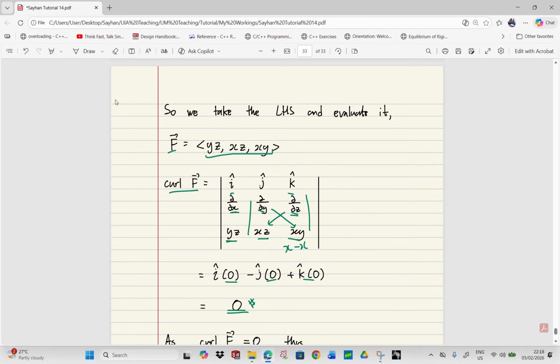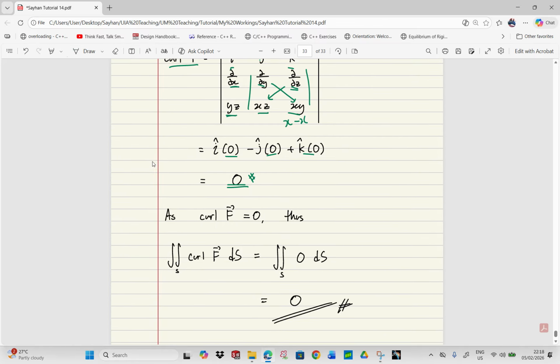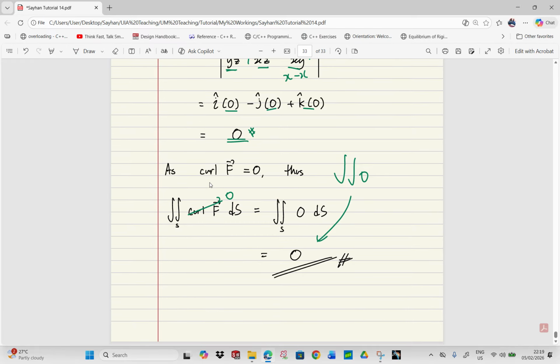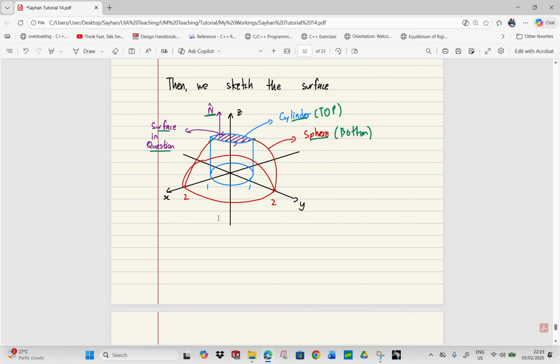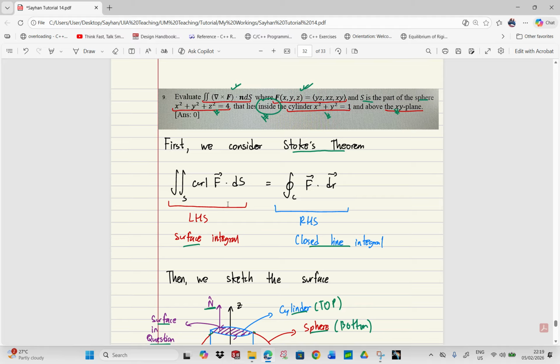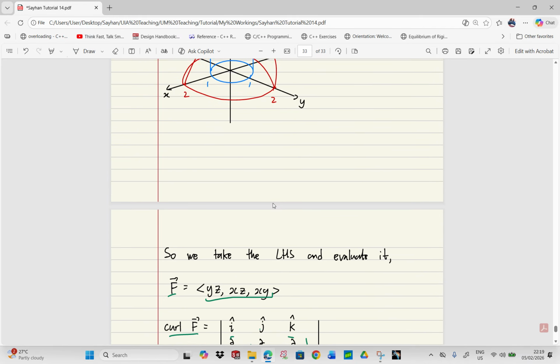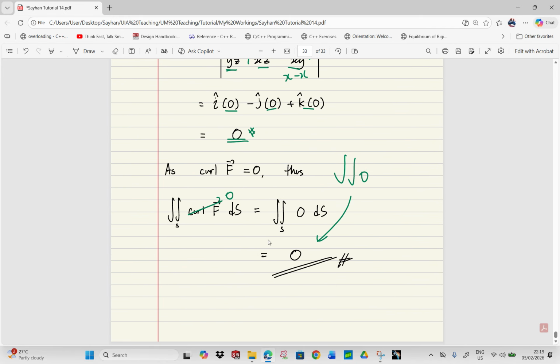Okay, so if your curl is 0, what does it mean? That means that this whole integral becomes 0. So when you integrate 0, what's your answer? It's just 0. It just becomes 0 at the end of the day. So when you evaluate this, it becomes 0. And if you were to use the right hand side also, you'll also end up getting 0 eventually. Alright, so that's about it.